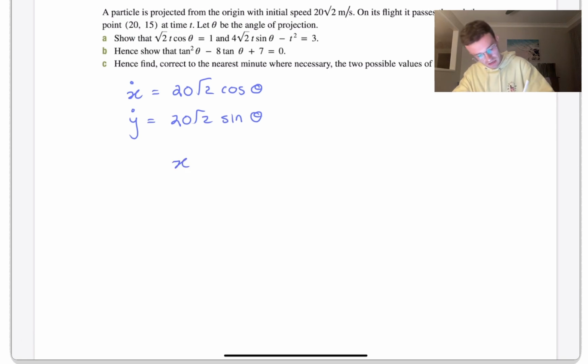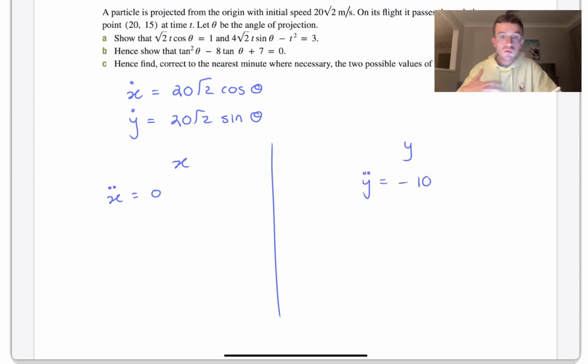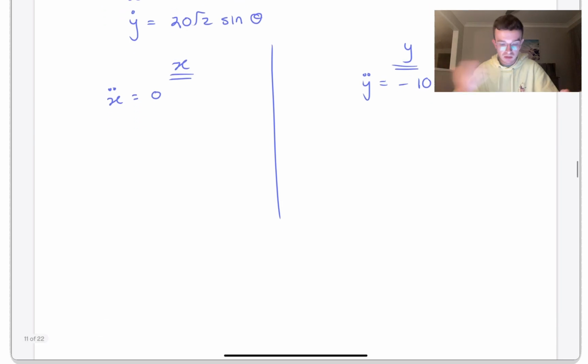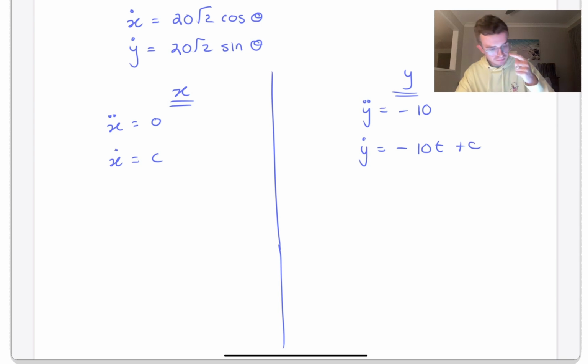Let's start, in our x direction and our y direction. We're always going to start with x double dot is equal to 0 and y double dot is equal to minus 10. Now you're welcome to work in one dimension at a time. I'm more comfortable working one step at a time in both dimensions, and it's a lot faster and, in my opinion, a bit easier. But do what you like. Let's integrate both sides. So x dot is going to equal some constant c, and y dot is going to equal minus 10t plus c.